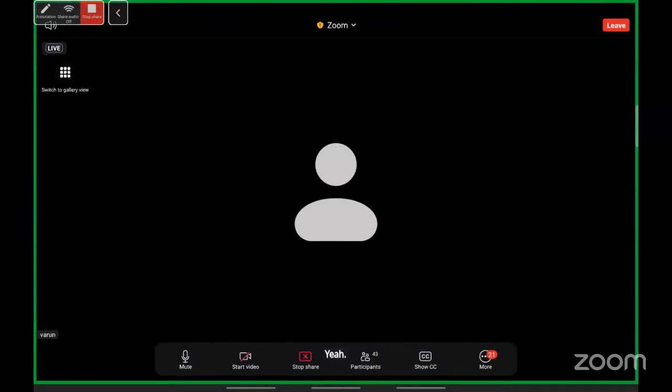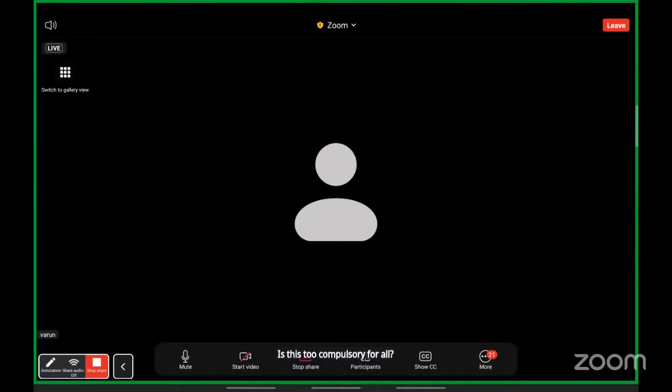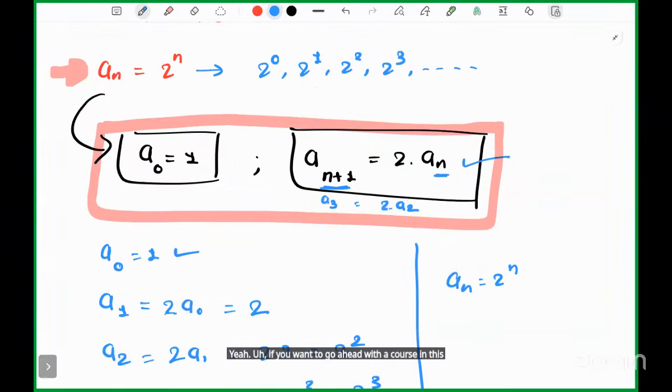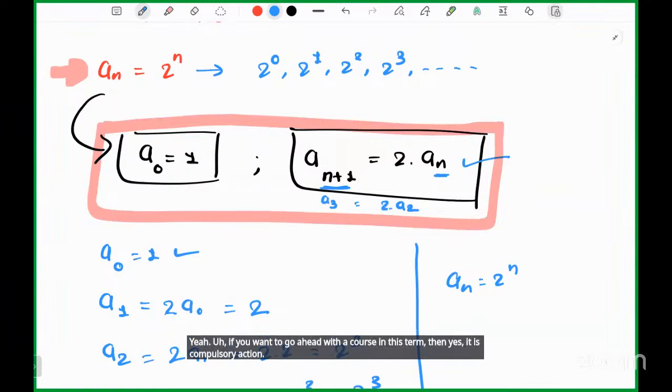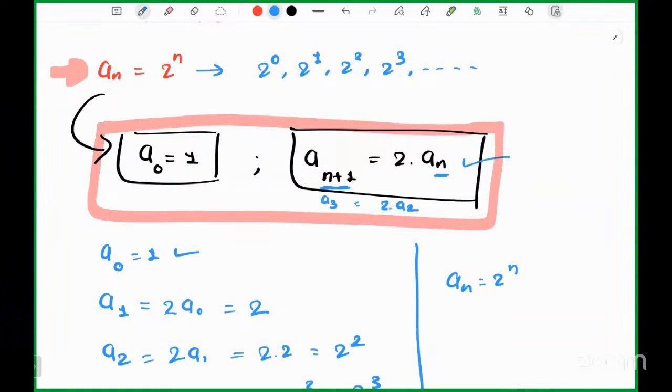Okay, so I'll try to share my screen. Let's see if it works or not. Is quiz 2 compulsory for all? If you want to go ahead with the course in this term, then yes, it is compulsory actually. Compulsory for foundation.